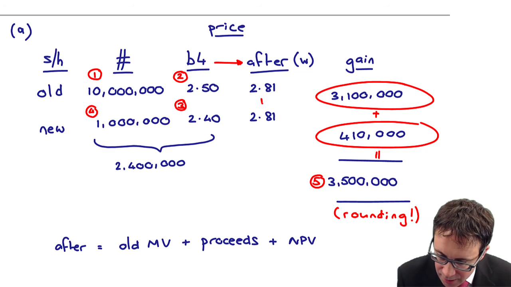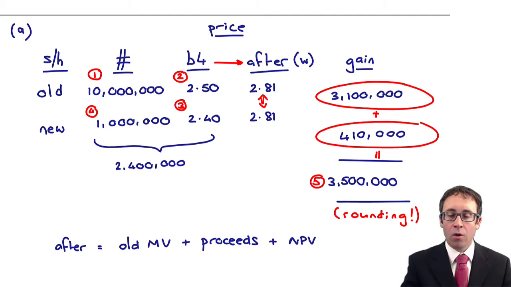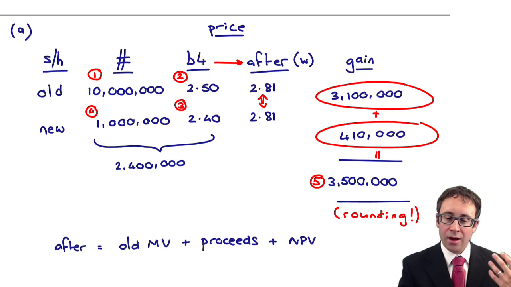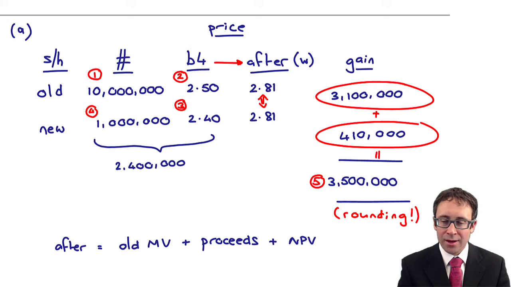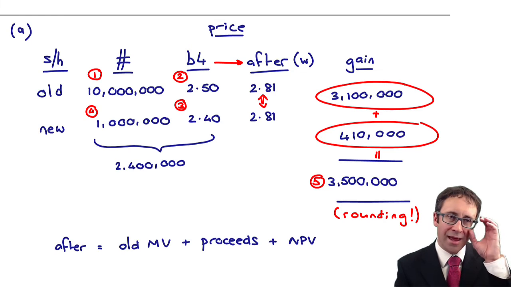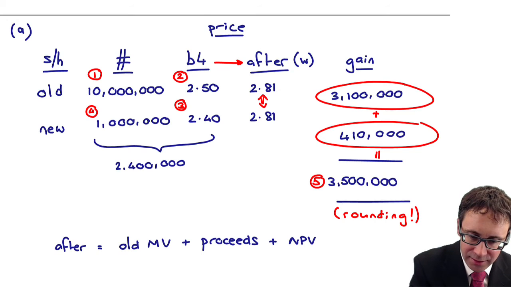Remember, those two figures there need to be the same, and then you work out the gain per share and multiply it by the old number of shares, and the gain per share for the new shareholders and multiply it by the new number of shares. So the gain to the old is 3.1 million, and the gain to the new shareholders is 410,000. Okay, excellent. Everybody reasonably happy with that one there? Okay, excellent.